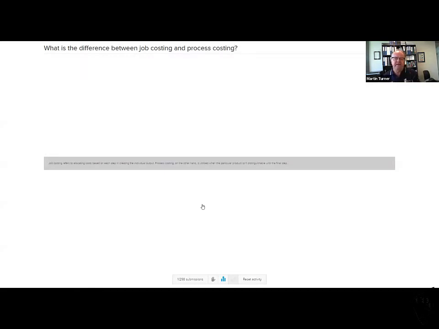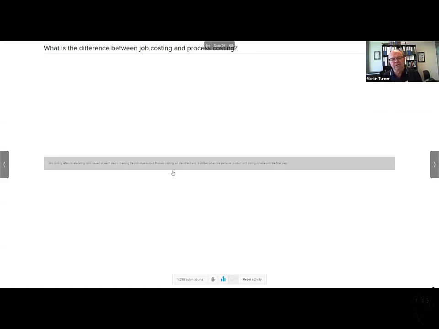give you a few seconds. Keep them coming in. First person said job costing refers to allocating costs based on each step in creating the individual output. Process costing, on the other hand, is utilised when the particular product isn't distinguished until the final step.